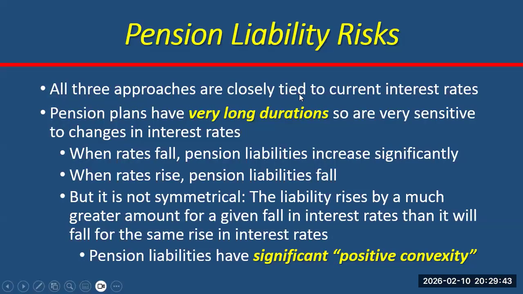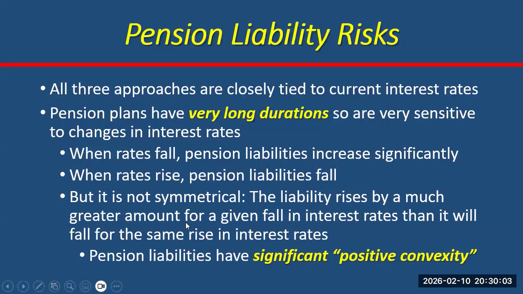All three of them are tied because pension plans have very long durations. They're very sensitive to interest rates. So the discount rate, whether it's using treasuries, corporates, or even the expected asset yield, will be sensitive to interest rates, because interest rates do influence all three of those.